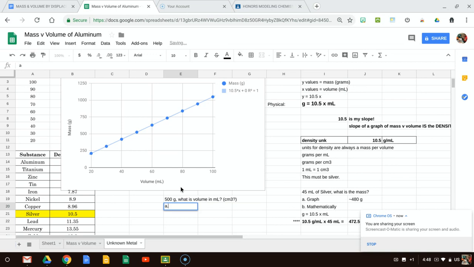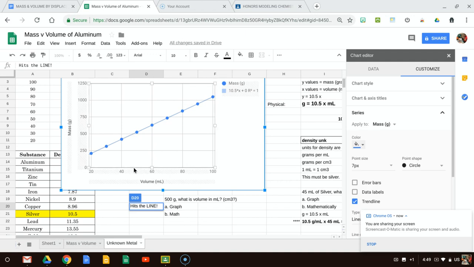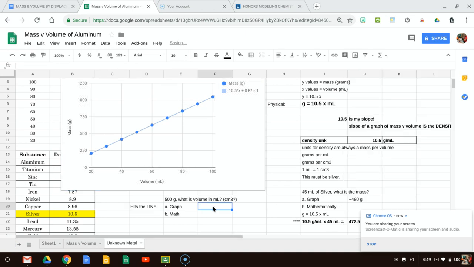Well, I could do what I said before. I could do it graphically, or I could do math. If I look on the graph where 500 grams is, I go over to where it hits the line, at about here, if you see where my arrow is, and I'm going to go down. It looks as though it's a little bit less than 50, so maybe I'll say it's about 48 milliliters.